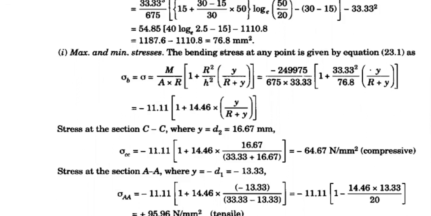So I hope you understand what I'm explaining here. There is a formula for sigma b: sigma b equal to sigma into m by a into r, and so on. But here you are having a doubt regarding the y value. Here the term is y by r plus y.